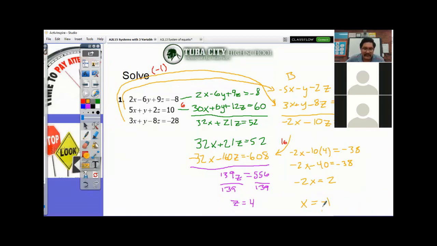Now we got to find the last one. So we found z and we found x. We must get y now. So let's take what we have from both z and x.